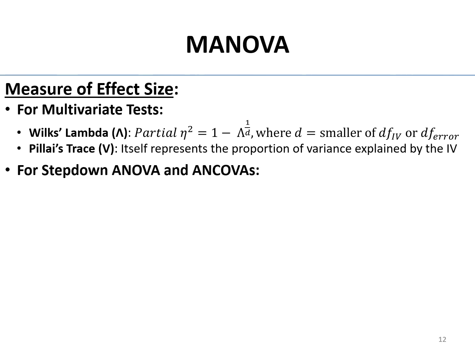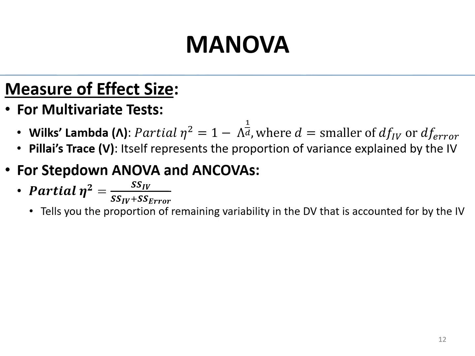For the step-down ANOVA and ANCOVAs, you also can calculate partial eta squared. And SPSS actually does calculate this, I think, correctly in the SPSS output. It's the sum of squares for the IV divided by the sum of squares of the IV plus the error. So it's what proportion of variability in the dependent variable that is as yet unaccounted for can be explained by the independent variable's effects.